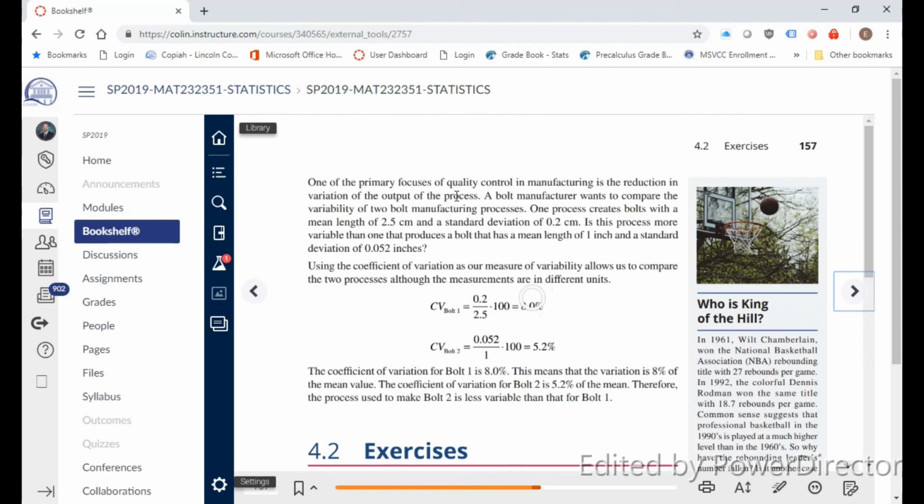So I guess they're not talking about two machines, it's different processes to cut these bolts. But you want less variability if you have a product, right? Especially one that is going to be mass produced. You don't want there to be a lot of difference.